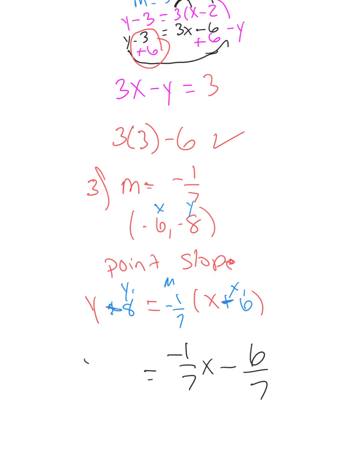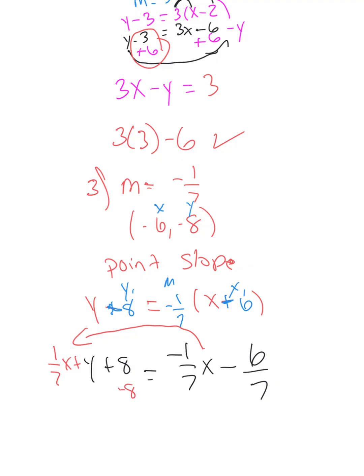equals y plus 8. So if we were going to put this in standard form, one, we have fractions, and two, x is negative. So if x is negative, are we going to leave it over here? No. We're going to take it to the other side. So the opposite of a negative would be a positive 1/7 x plus y.